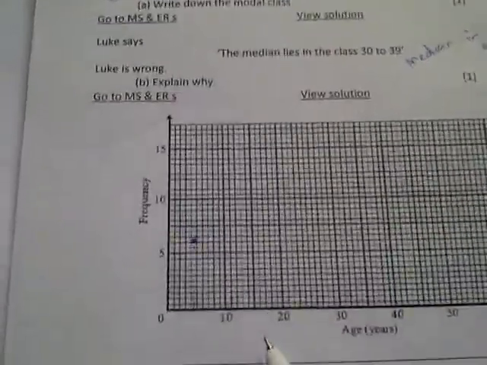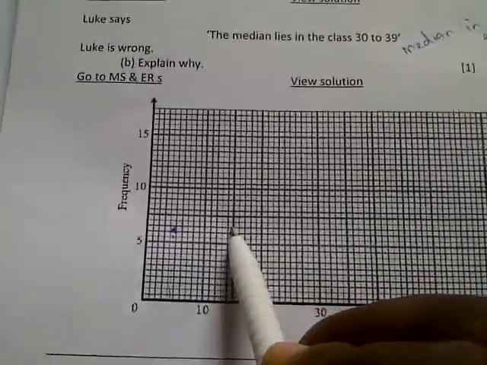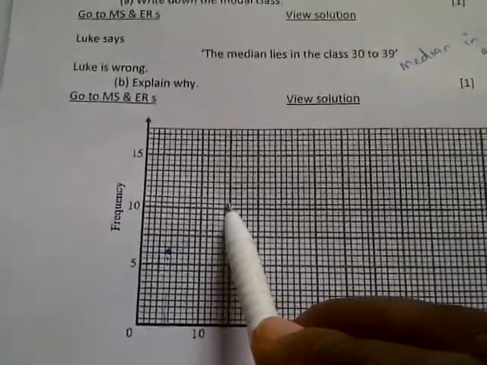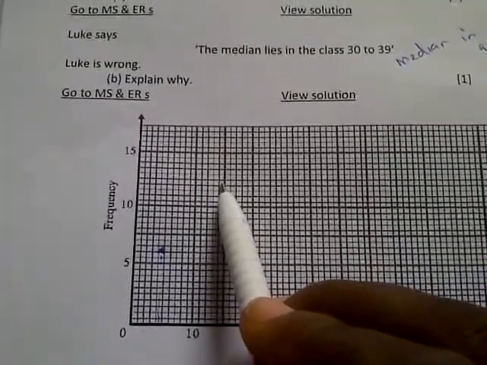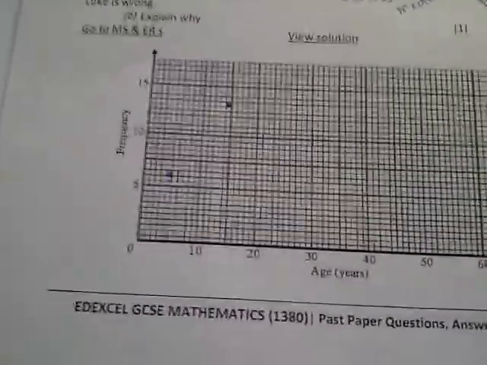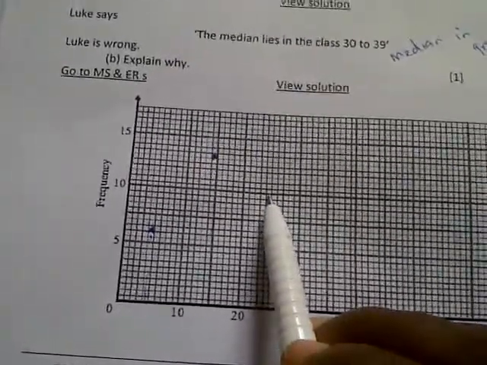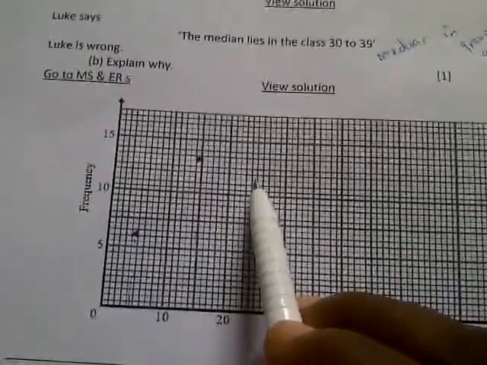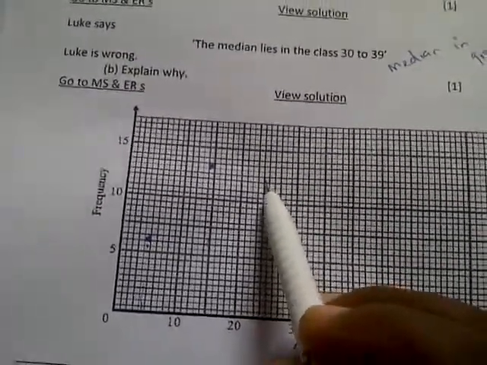Now the next one is 14.5. This is 10 and this is 15, so 14.5 will be in between here. Now 14.5 and frequency of 13, we have 10, 10.5, 11, 11.5, 12, 12.5, 13. 13 will be here. Now the next one is 24.5 and 12. This is 21, 22, 23, 24. So 24.5 is going to be here. We have 10, 10.5, 11, 11.5, 12. So it's going to be here.